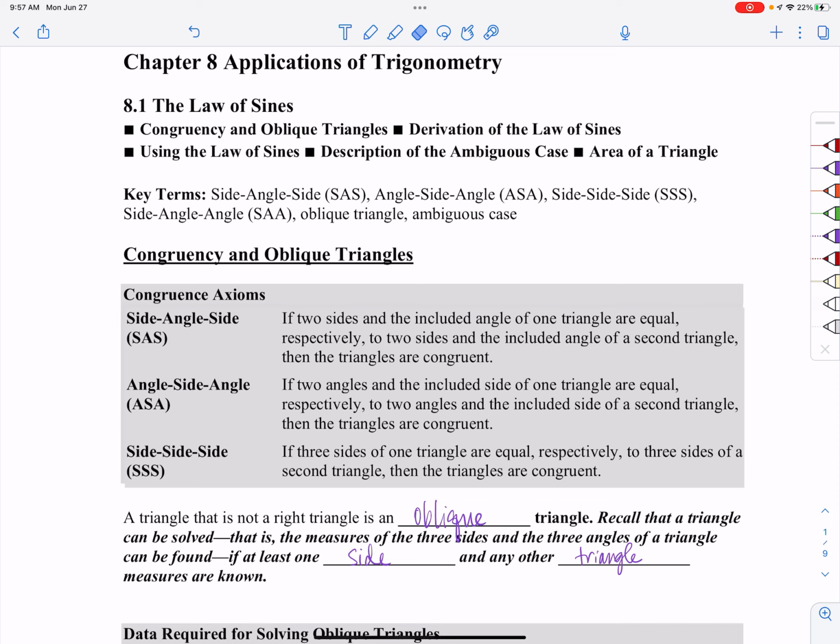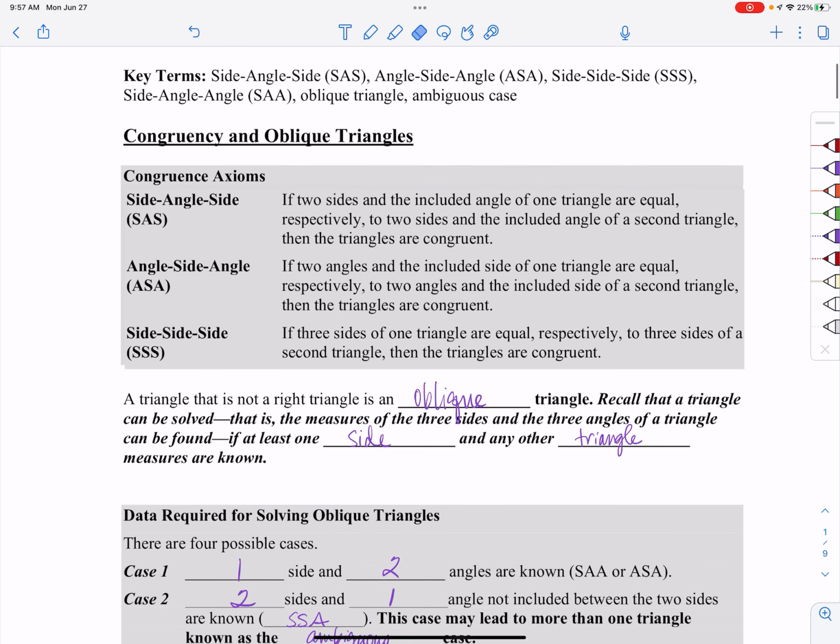And so in chapter 8, we're going to be dealing with non-right triangles. And the very first thing that we're going to see here is the definition of a non-right triangle. A triangle that is not right is actually called an oblique triangle. So when you hear me use the word oblique, it just simply means it's a triangle that does not have a right angle.